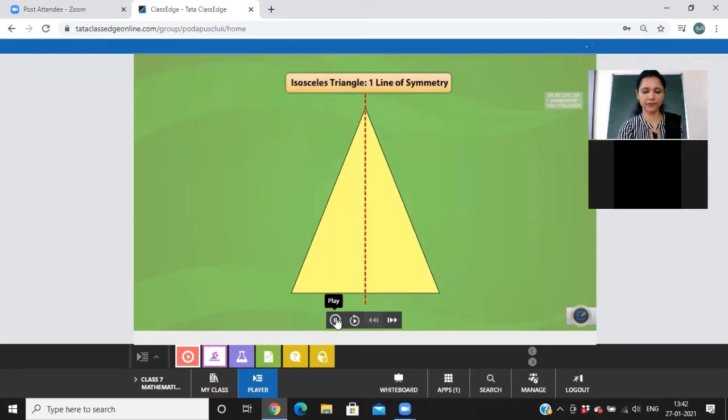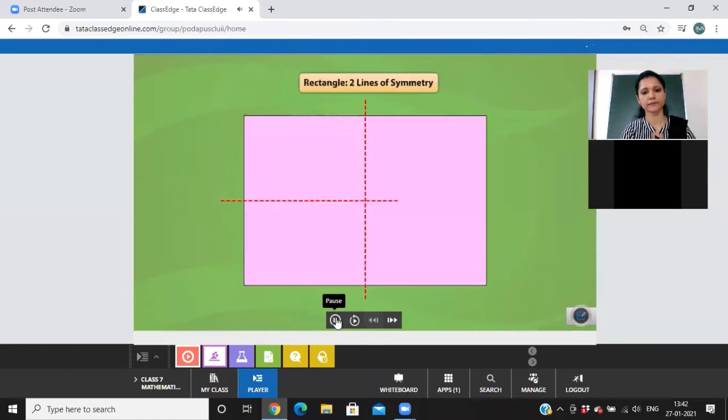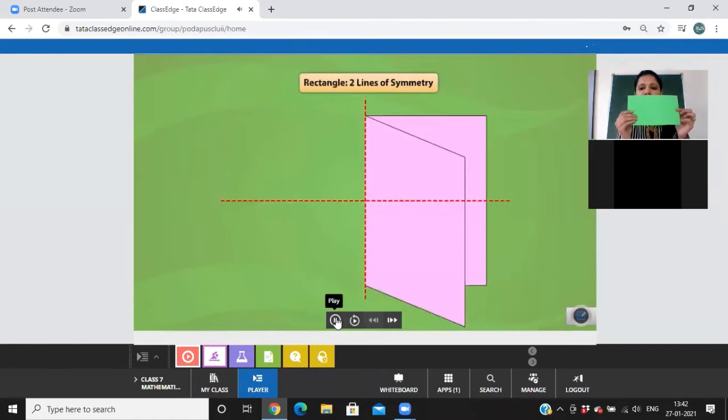Okay, moving on. A rectangle has two lines of symmetry. Now let's find out. Pick up your rectangle and first fold this rectangle along this vertical line. Are the two halves overlapping, coinciding completely? Yes, ma'am.